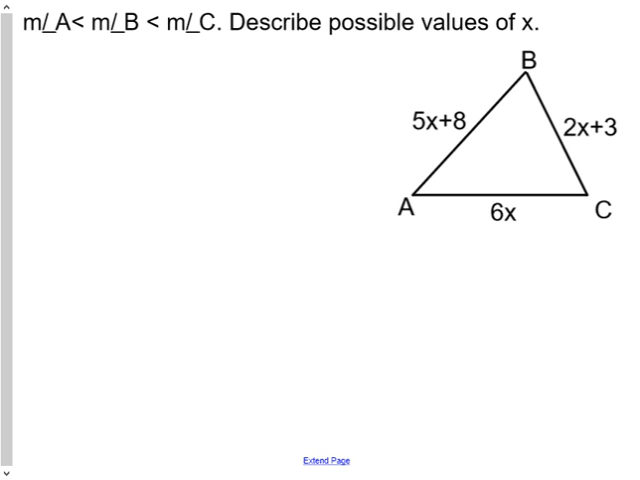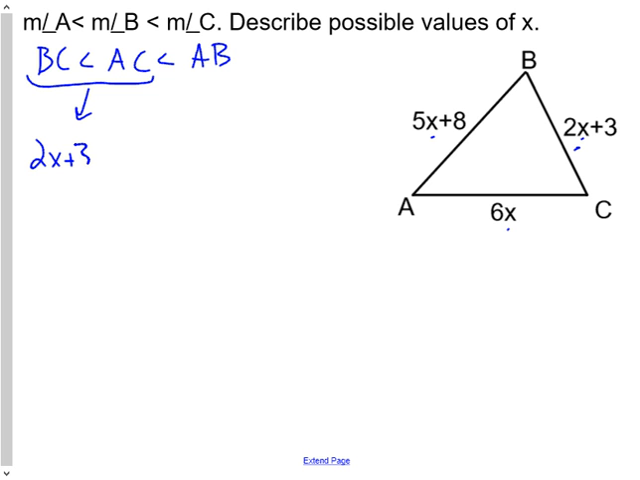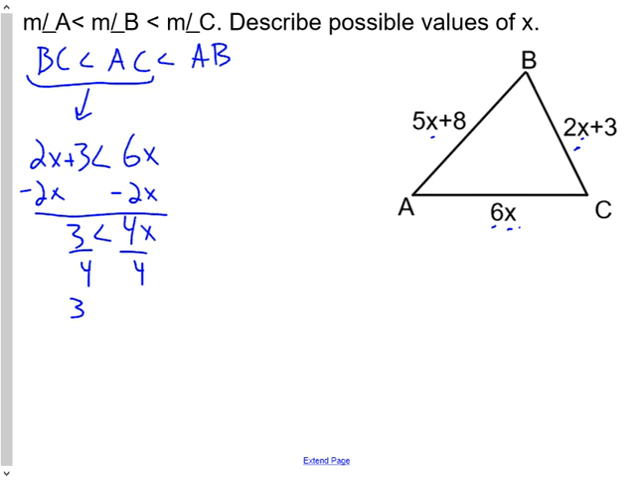Moving on. Same inequality, A less than B less than C. Possible values of x. Again, BC smaller than AC, smaller than AB. We have x's in each equation, so we're definitely going to need to do a piece at a time. So BC is 2x plus 3 needs to be less than AC, which is 6x. Okay, minus 2x from both sides. 3 needs to be smaller than 4x, so divide by 4. 3/4 is smaller than x, so x needs to be bigger than 3/4.